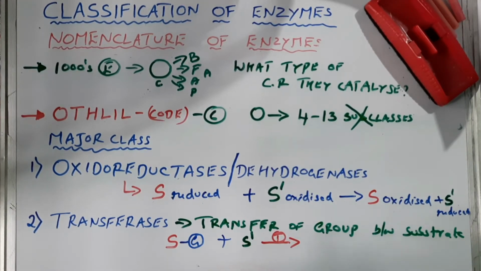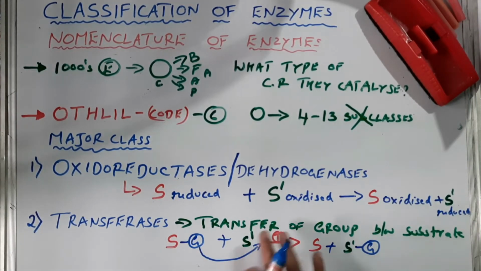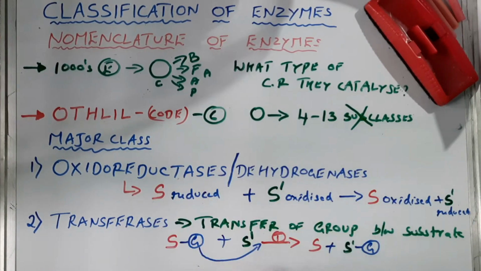So S is going to lose the group. And now S dash, earlier there was no group attached to it, but now it's going to gain it, so that is nothing but shifting. S dash now gets that group which was attached to S earlier, before this particular enzyme came into action. So these are the two different major classes and their functions.